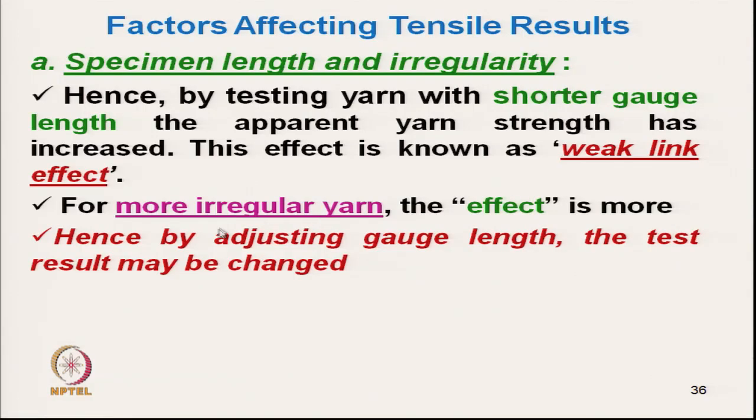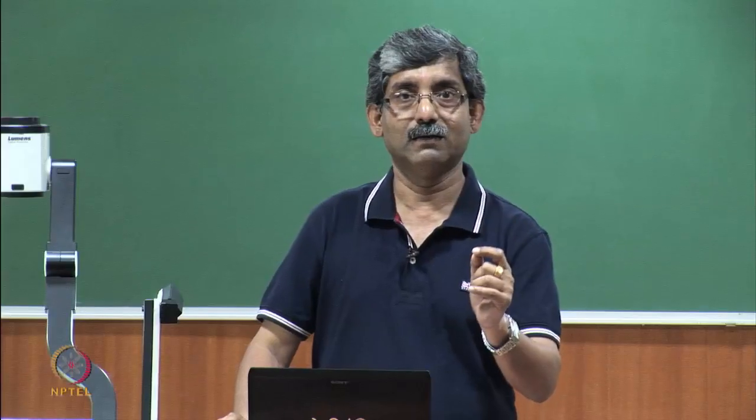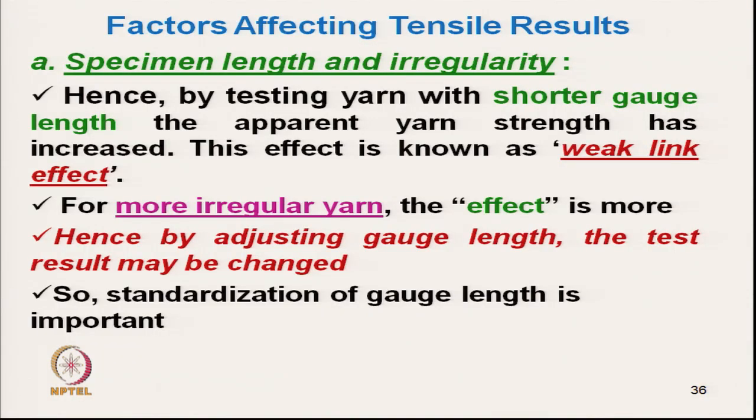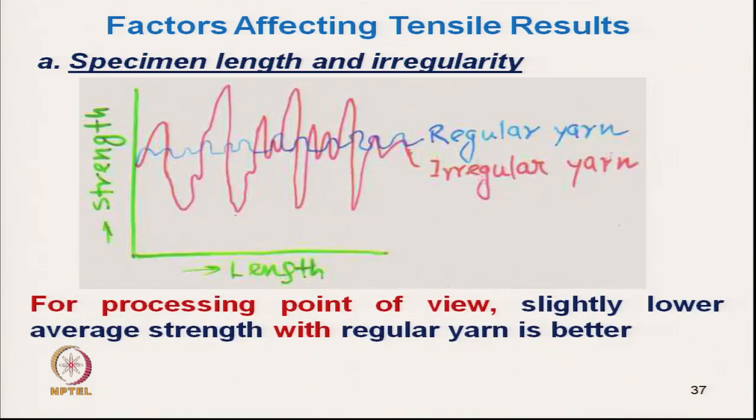Hence, by adjusting the gauge length, the test result may actually be varied. You can change the test result of a particular yarn by changing the gauge length. So, it is important to specify the standard gauge length. Now, in this picture we can see the more irregular yarn in red color, the highly irregular yarn. In that case, more and more weaker points will be there.